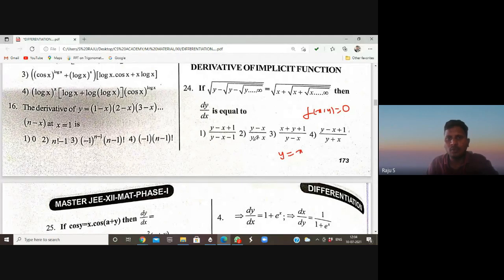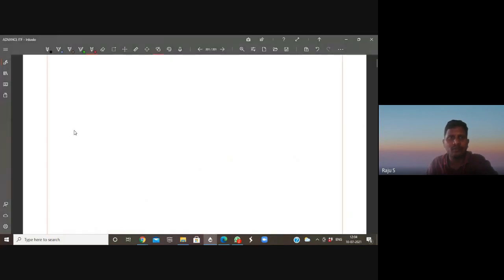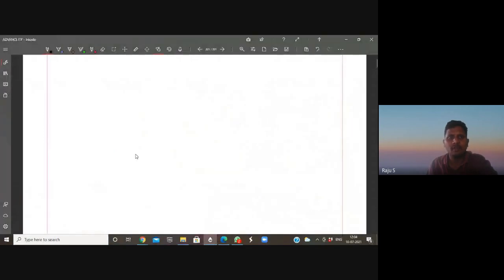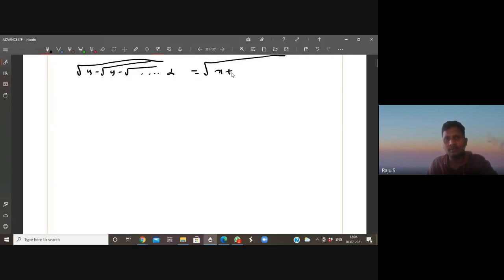Right. So how to do question number 24? We can do it in two ways. Either we can consider this whole value equal to k, or another method is squaring on both sides. Look at the given question: the square root of y minus root over y minus root over y and so on up to infinity. It is clearly an infinite series, and it is equal to root over x plus square root of x plus square root of x plus so on up to infinity. It is an infinite series.